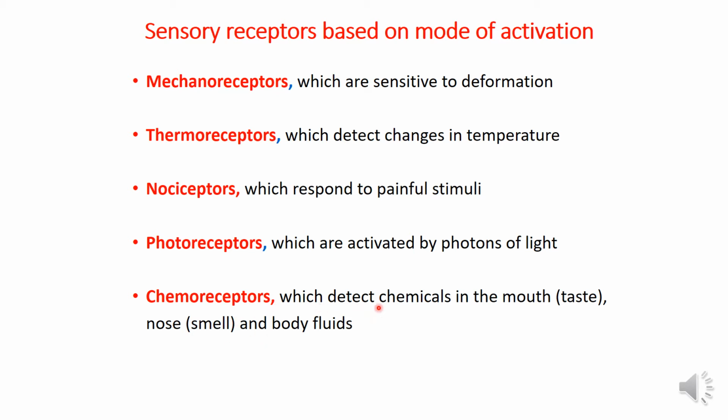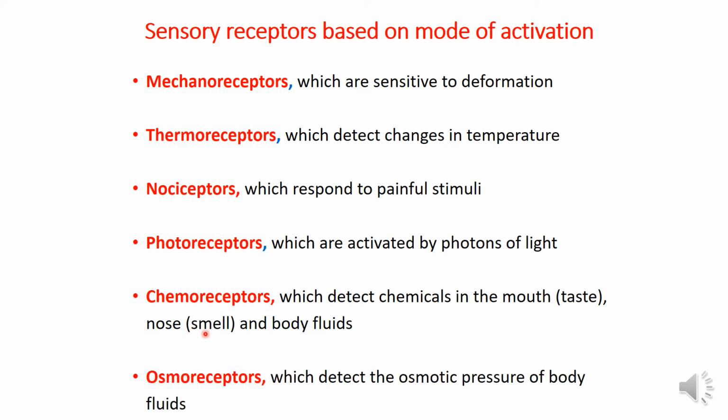Chemoreceptors detect chemicals in the mouth, like taste. We have receptors for sour, for salty, for bitter, for sugary substances, and for umami. These receptors are stimulated by change in the chemical concentration of certain types of chemicals, and also the same for smell. Osmoreceptors detect the osmotic pressure of the body fluids. So we have here classification of the receptors according to the mode of activation.